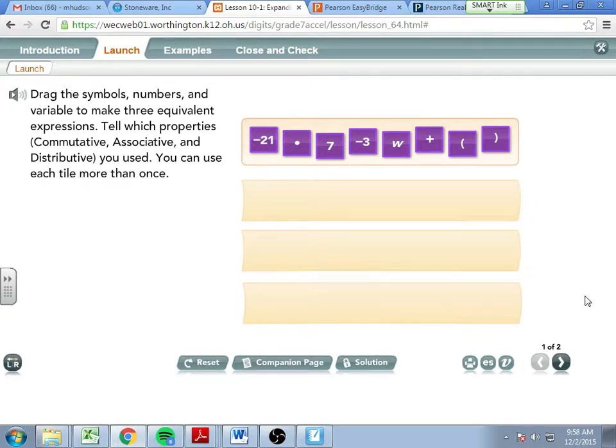So if I give you an expression, negative 21W, that's an expression. I want you on your paper, only using the tiles that you have on your paper, to try to write at least 3 equivalent expressions to negative 21W. So you need to write 3 other expressions that will be equivalent to negative 21W. You can use parentheses, you can use addition, you can use multiplication.